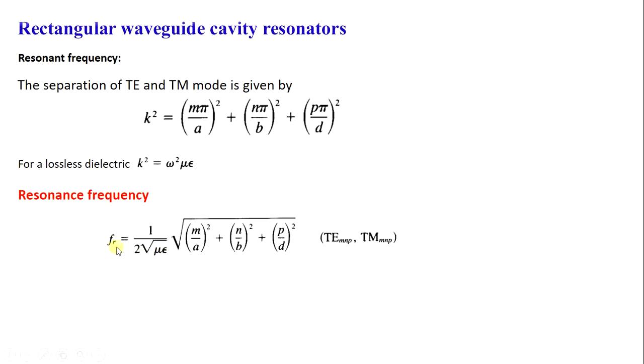So we can write fr is equal to c by 2 times the square root of (m by A) whole squared plus (n by B) whole squared plus (p by D) whole squared, and this is applicable for the TE as well as the TM mode of wave propagation in the rectangular waveguide cavity resonator. For A greater than B less than D, the dominant mode is the TE101 mode for the rectangular waveguide cavity resonator.